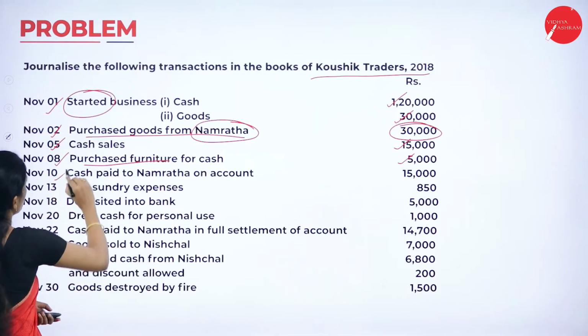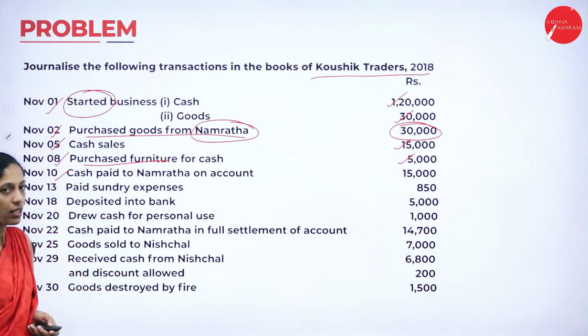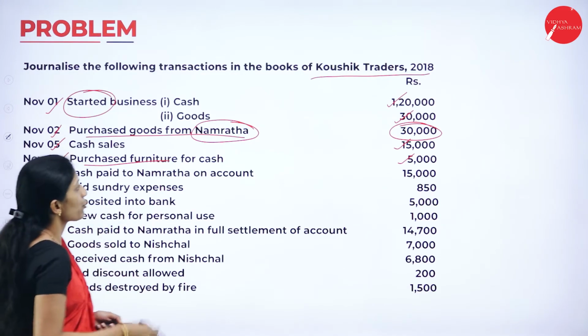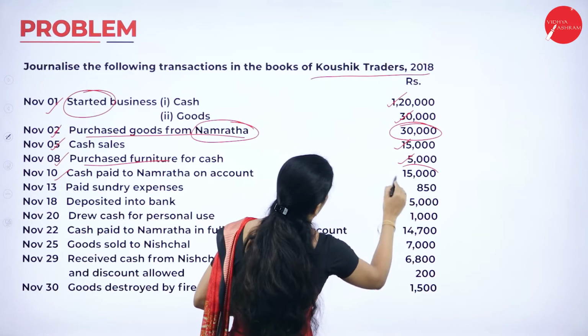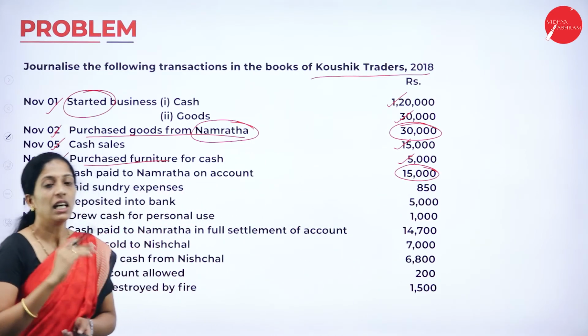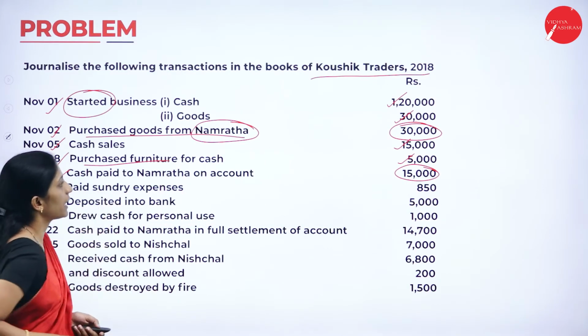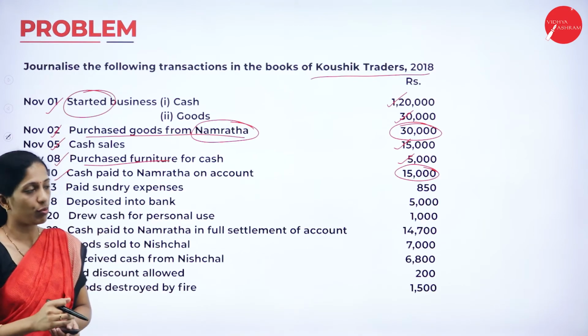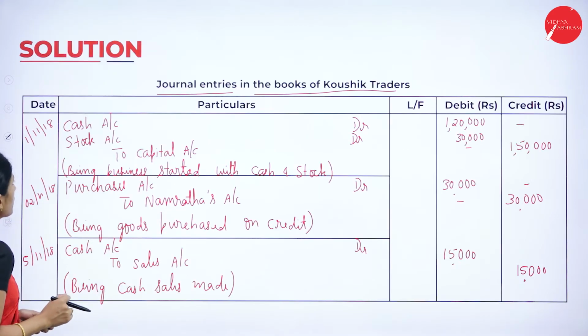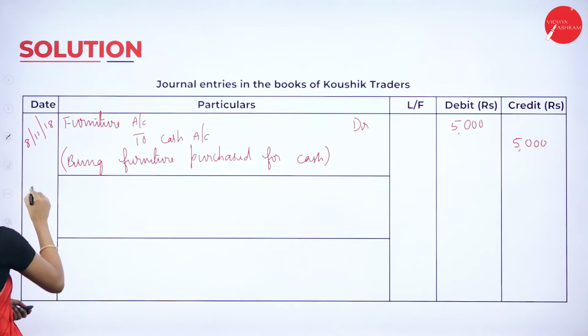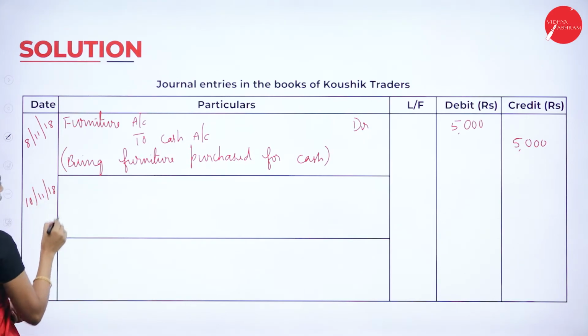Next one. Cash paid to Namrata on account. So they are going to pay the cash on account. So what is the entry when cash is paid to Namrata? Namrata's account debit to cash account. How much? 15,000. So what is the date? 10th. 10/11/18 cash paid to Namrata.